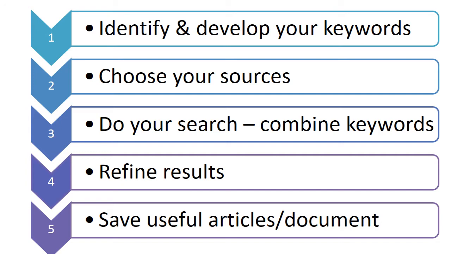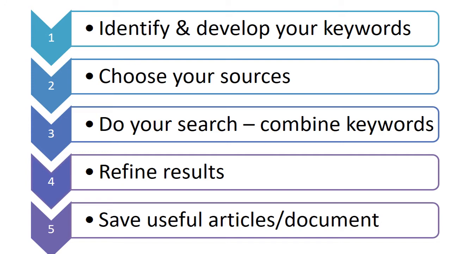So before you start to actually carry out any searches, it's really important to have some sort of search strategy in mind, and there are lots of different ones out there. This one is a nice simple linear 5-step process that you can just use to keep you on track. So number one, identifying and developing keywords.